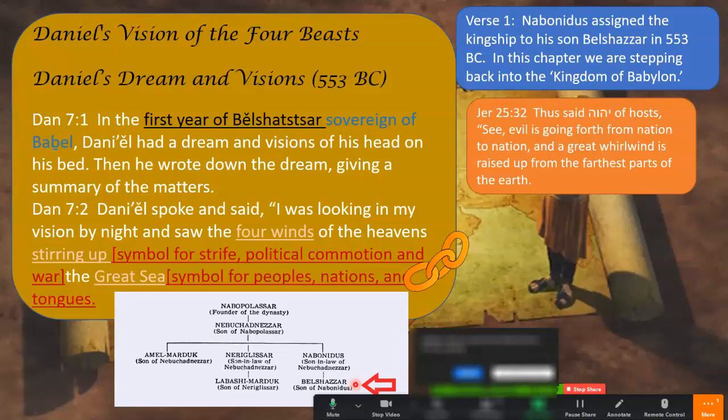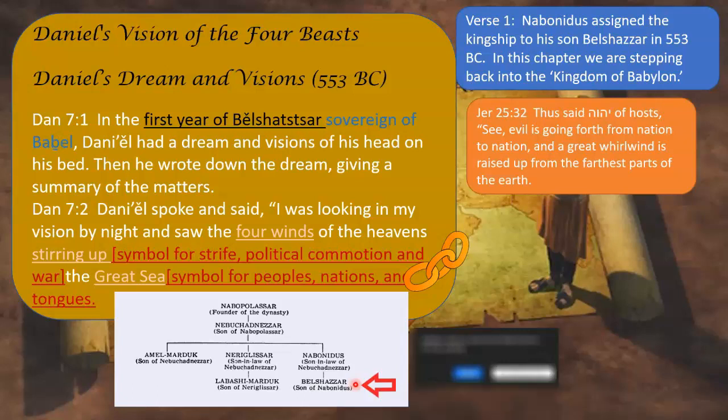Now we're going to be looking at the definition of wind being ruach in Hebrew, and how it is defined. It can be related to a spirit, or we often say, when we say Ruach HaKodesh, we're referring to Holy Spirit. And so we're going to look at that definition. But the word evil, I want to emphasize in this scripture. See, evil is going forth from nation to nation, and a great whirlwind, or a great whirl of a spirit possibly, is raised up from the farthest parts of the earth.